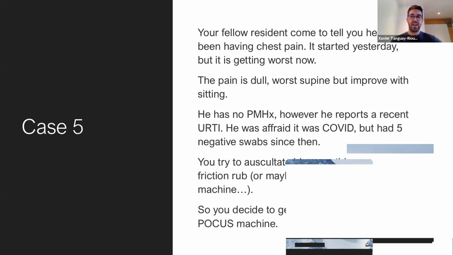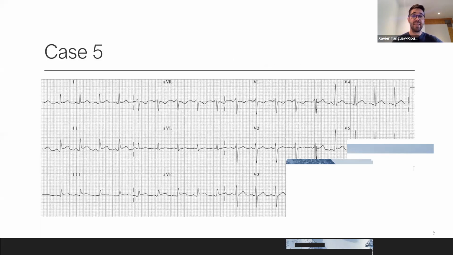So you try to auscultate him, and you think you are maybe hearing a friction rub, but maybe it's also the negative pressure machine making noise in the background. So you decide to get your ECG and your POCUS machine, obviously. And this is the EKG you're going to get. So who wants to give a try at that EKG?